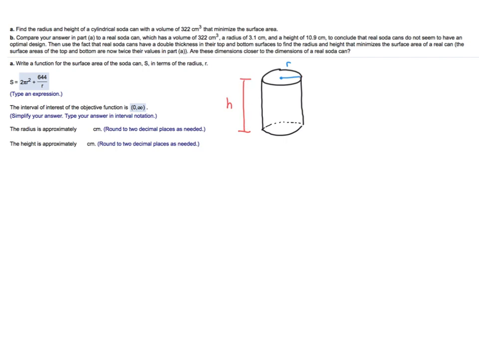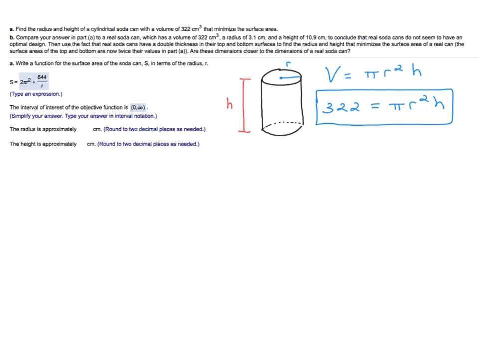I'm just going to start by listing out a couple of formulas. First, the volume of a right cylinder is going to be the area of the top, which is pi r squared, it's a circle, multiplied by the height h. So that's how much space this container takes up. And we're actually told that the volume is 322. So really, I know that 322 is equal to pi r squared h.